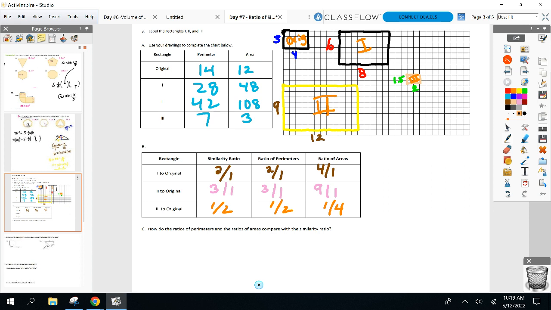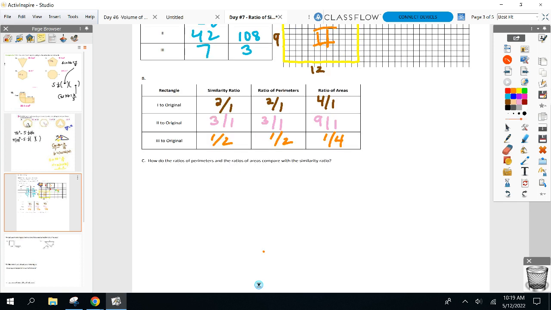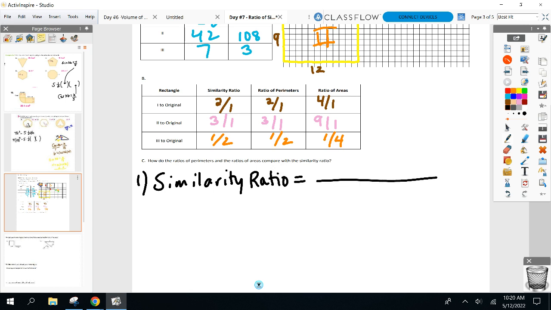All right, let's see if we found anything here. How do the ratio of the perimeters and the ratio of the areas compare to the similarity ratio? All right, here you go. Help me fill in the blanks here. Whatever the similarity ratio is, that's the same as the what? If I know the similarity ratio, I'll also know the perimeter ratio.